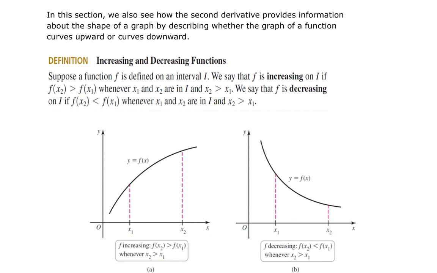We say the function f is decreasing on the interval I if f of x sub 2 is less than f of x sub 1, whenever x sub 1 and x sub 2 are in the interval I, and x sub 2 is on the right-hand side, or larger than x sub 1. Here is what we are seeing graphically. x sub 2 is always on the right of x sub 1, and the output for x sub 2 is larger than the output of x sub 1, which means we are increasing, and the same goes for decreasing.